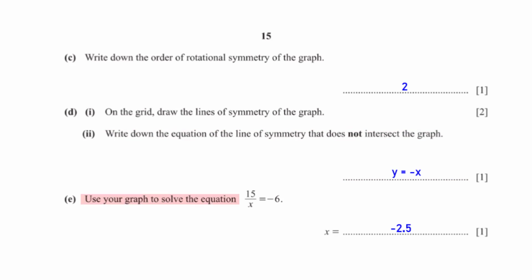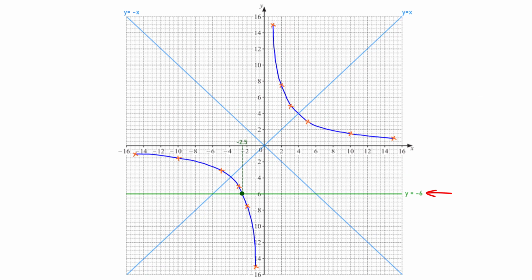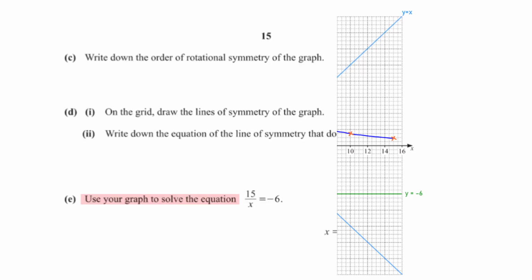Use your graph to solve the equation 15/x equals -6. In other words, we are to find the x value of the intersection point between the graph of y equals 15/x and the line y equals -6. On the grid, we first draw the line y equals -6. From here, we see that the x value of its intersection point with the graph is -2.5.